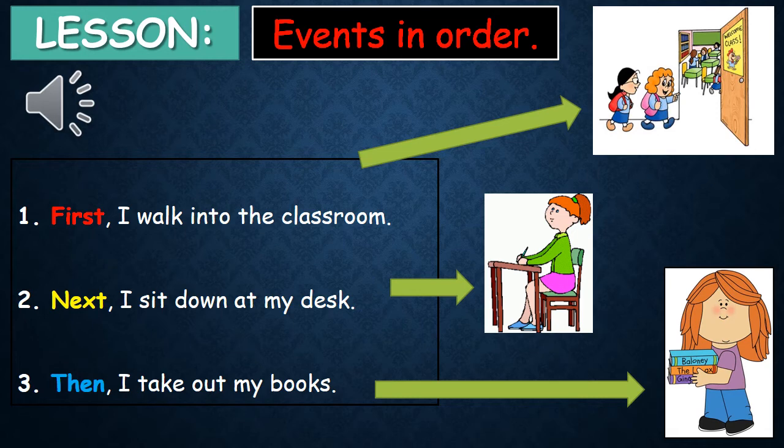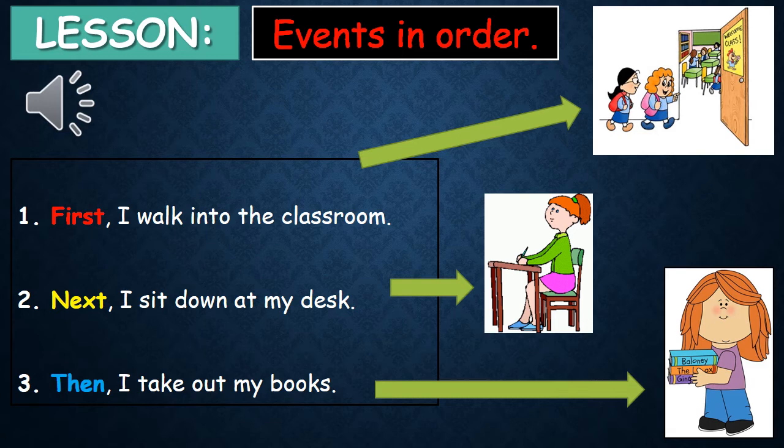Okay, number one. So when we want to speak about things in sequence, we start with first, because that's the first thing that happens. Let's read the sentence. First, I walk into the classroom. That's easy. Number two, next, I sit down at my desk. Number three, then I take out my books. We use first, next, and then to help us show a sequence of events.